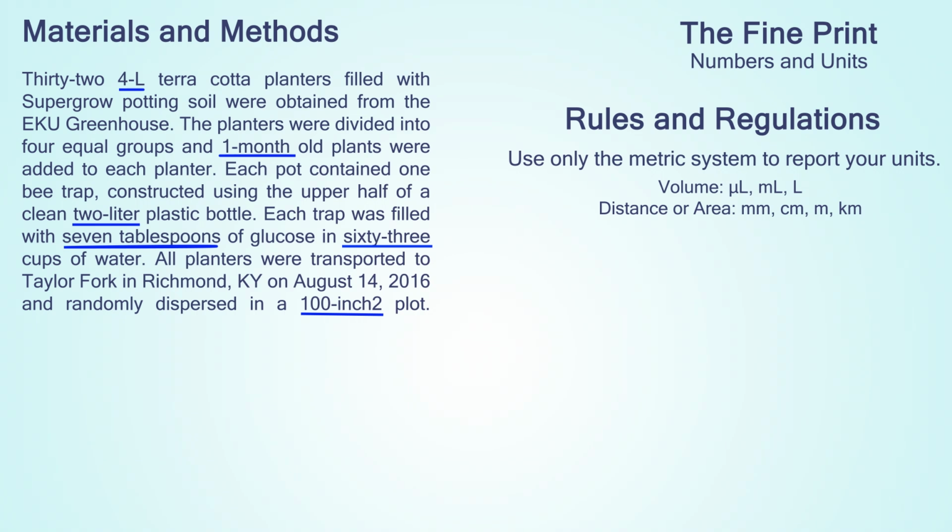Area, of course, requires a superscript to indicate squared. We'll talk about superscripts in a moment. You can report time as seconds, minutes, days, months, or years. In the paragraph, which 3 units are incorrectly reported? You should have selected tablespoons, cups, and square inches.